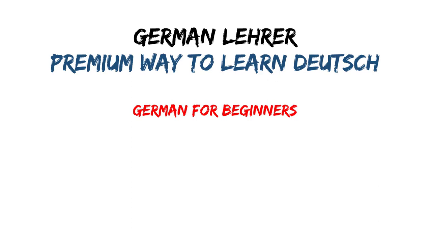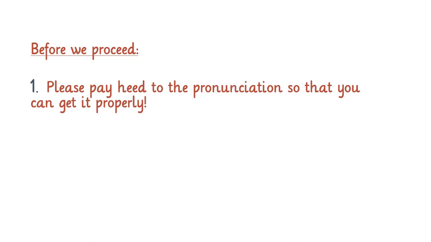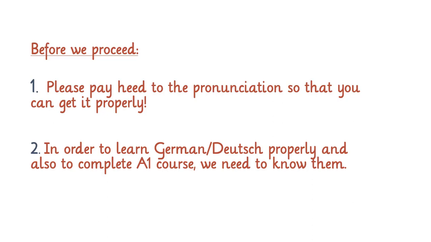In this German for Beginners A1 course, Lesson 11, we are going to learn the names of 12 months in German. I'm your mentor Joseph Volt, and together we will try to learn. Before we proceed, please pay heed to the pronunciation so that you can get it properly. In order to learn German properly and to complete the A1 course, we need to know them. So let's start.